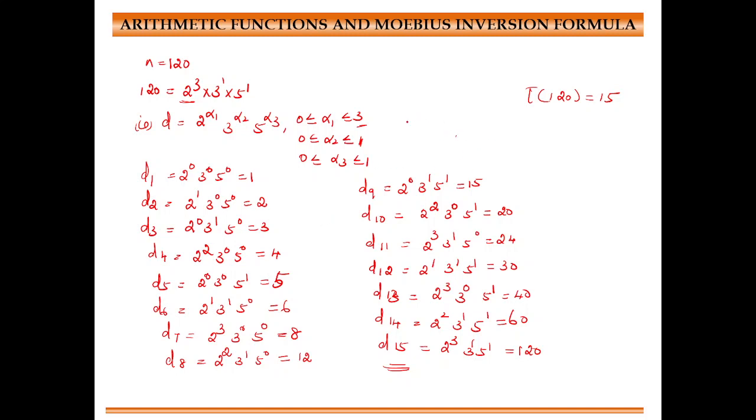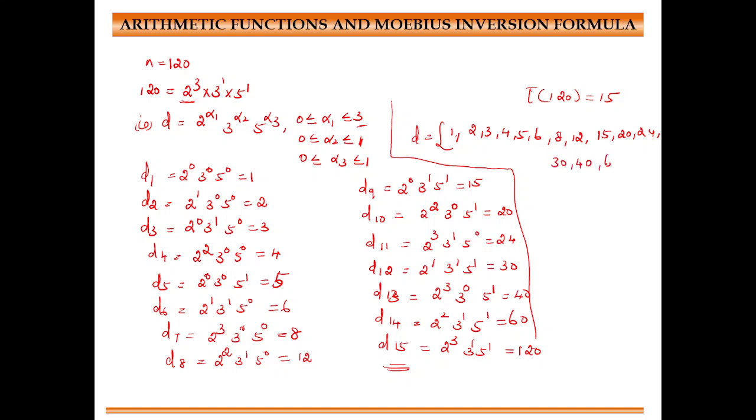And D is equal to D1, D2, etc. That is 1, 2, 3, 4, 5, 6, 8, 12, 15, 20, 24, 30, 40, 60, 120. So these are all the divisors of 120.